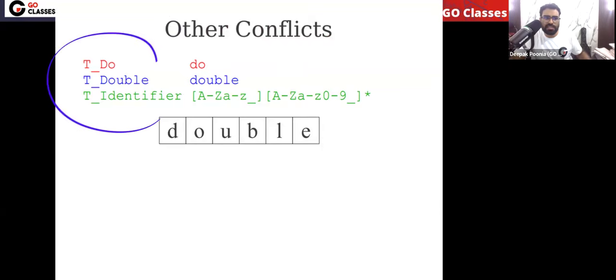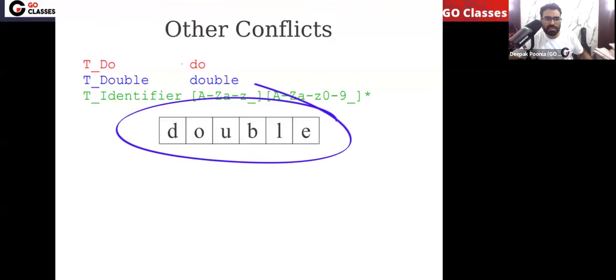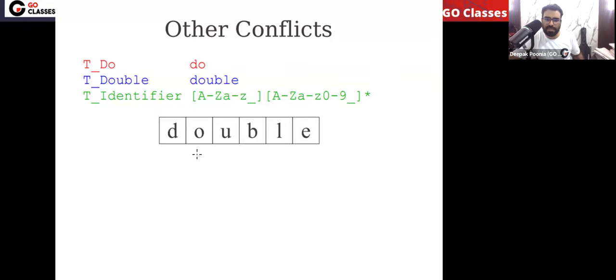So let's see. These are the three tokens, and these are the corresponding regular expressions. Now consider this stream of characters. This is the character stream. Let's see how the tokenization will happen. You will read the characters from left to right, one character at a time. Yes or no? So when I read this D, tell me which regular expression is in the race. Remember, these are the three tokens and these are the regular expressions. Here you have DO, here double, and here notice this is the identifier, meaning a letter followed by any sequence of letters or digits.